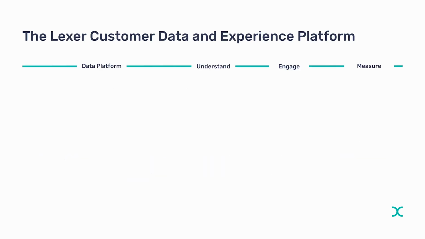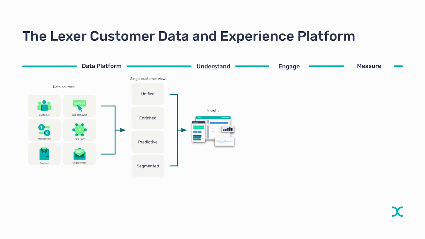And how do we do it? Let's walk through the process. First, we start by identifying all your data sources. These include customer-related data, transaction data, product data, web behavior data, any third-party data you might have, and also engagement data. Then, through integrations, these data sources come into Lexer and are unified to give us a single customer view.